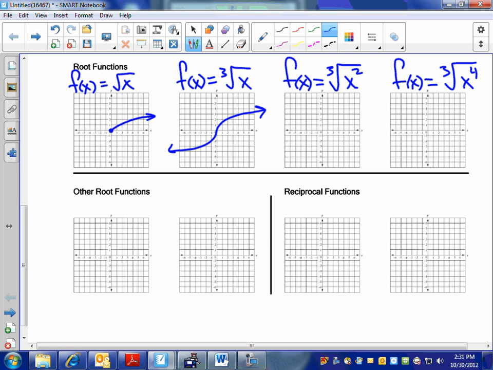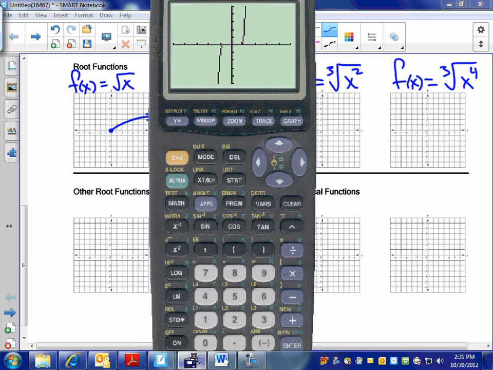Can you take the cube root of positives? Yep. Negatives? Yep. But when you square something, you only get positives. So you said I could take cube roots of negatives, but the negatives all turn to positives. Let's see what it looks like. Let's graph.